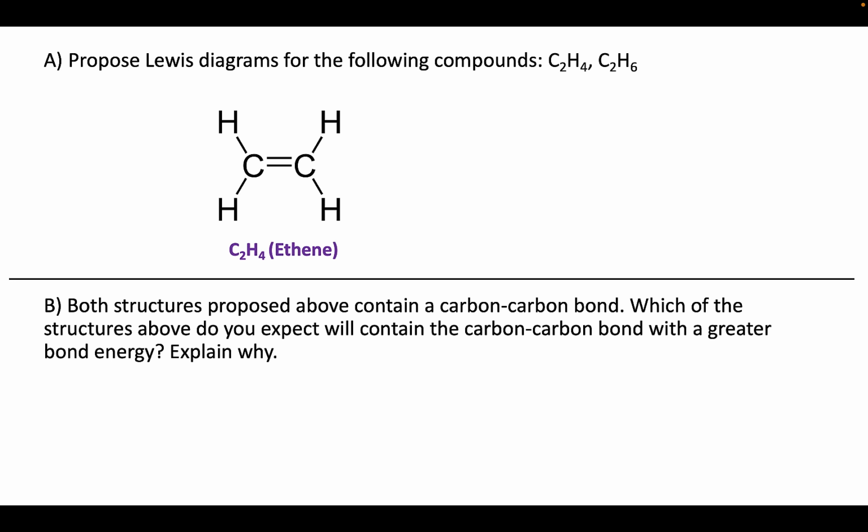This uses up the right number of electrons. There's 4 on each carbon plus 1 on each hydrogen, 12 total, and we have 6 bonded pairs of electrons here, which is our 12 electrons. Octets are fulfilled, and this is a good Lewis structure.